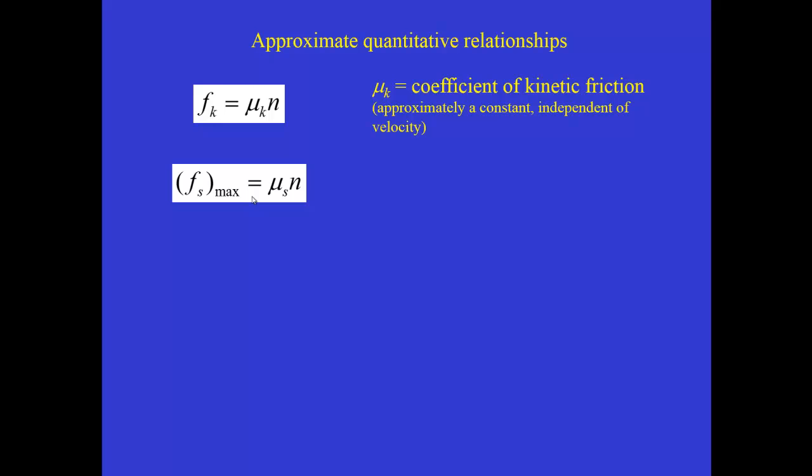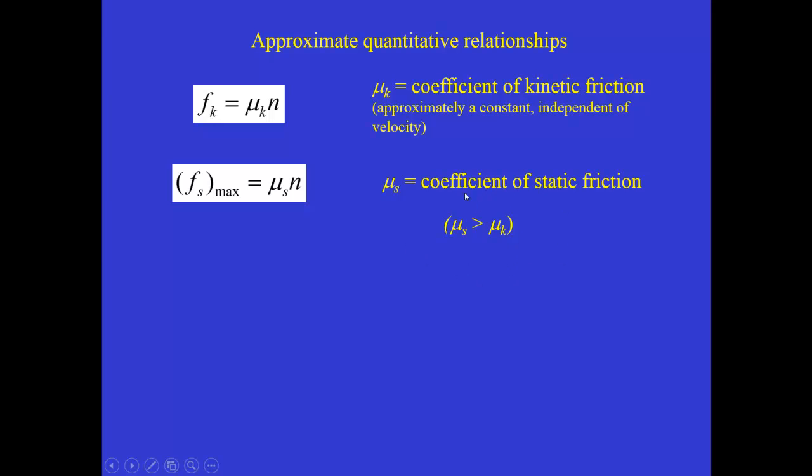Now, what about static friction? We showed on the previous slides that static friction increases as the applied force increases up to a certain maximum value. And so we define that maximum value by using a different coefficient of friction, mu sub s. And this is the coefficient of static friction. It still depends on the normal force, right? But this mu sub s is larger than mu sub k because according to experimental observations, the maximum static friction force is larger than the kinetic friction force. So mu sub s, coefficient of static friction, which is larger than mu sub k.